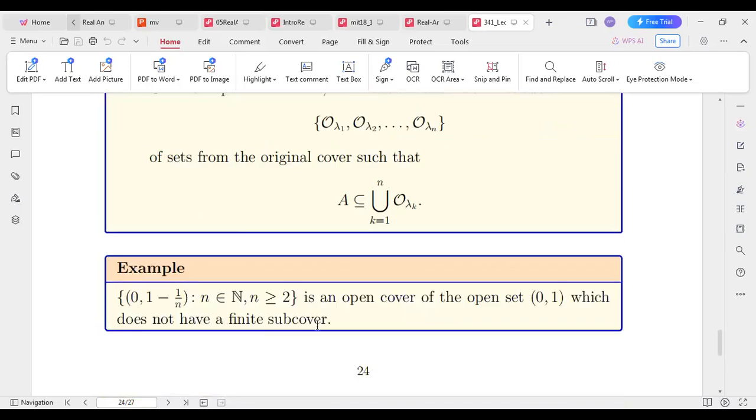For example, the collection of intervals (0, 1 minus 1/n) such that n belongs to the natural numbers and n is greater than or equal to 2. Because if we put 1, this will be (0, 0). This is why we are considering n greater than or equal to 2. This is an open cover of the open set (0, 1). If we put n greater than or equal to 2, then all the points lie in (0, 1), which does not have a finite subcover. So this is an open set which has no finite subcover.